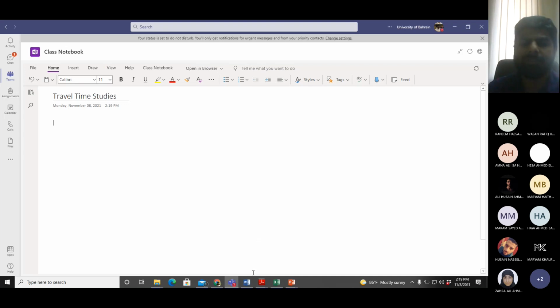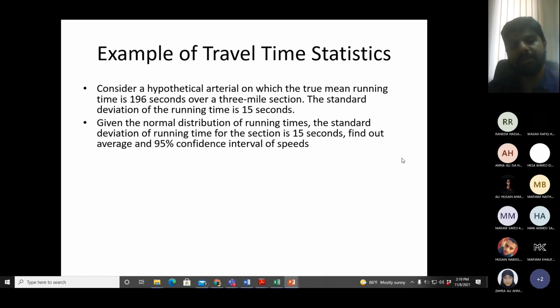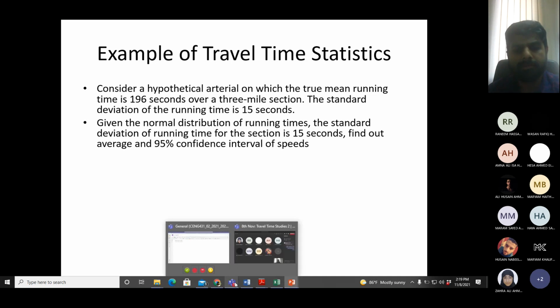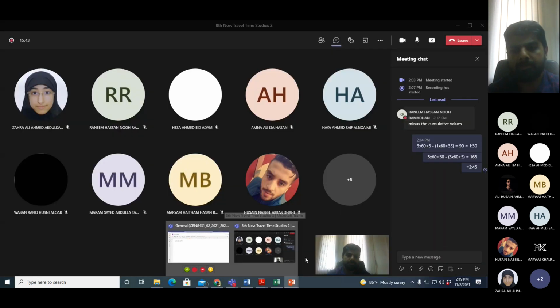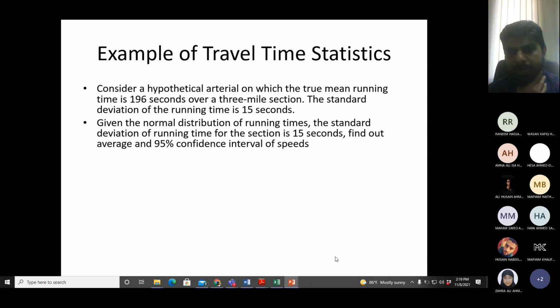Now they are asking for average speed. Calculating average speed is very easy. What should I do? Tell me, how do I calculate the average speed here?